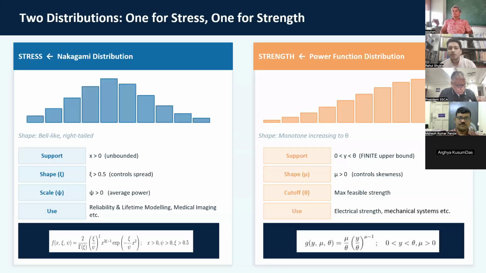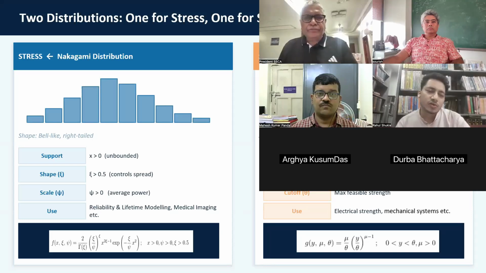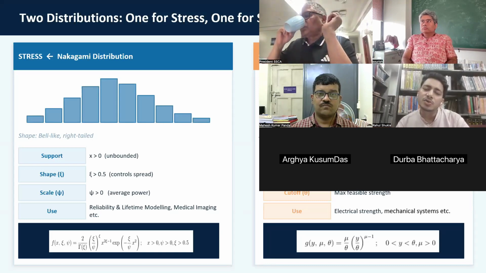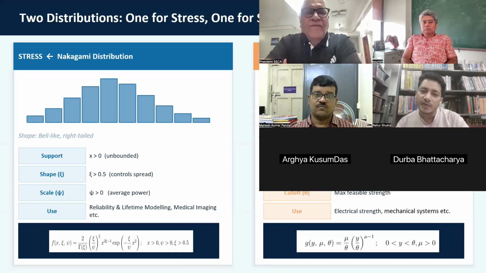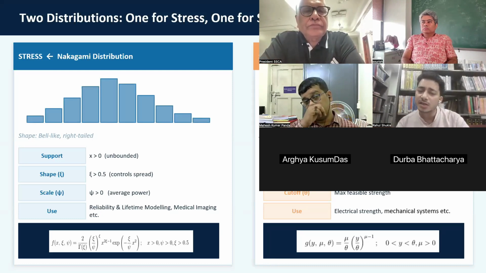Here we take two distributions, one for our stress variable and the second for our strength variable. For the stress variable, I take the Nakagami distribution, and for the strength variable, I take the power function distribution. The power function distribution is taken for the strength variable due to its limit, because the idea behind our research article is that we are fixing the upper bound of our strength, since in real life situations the strength is always finite.